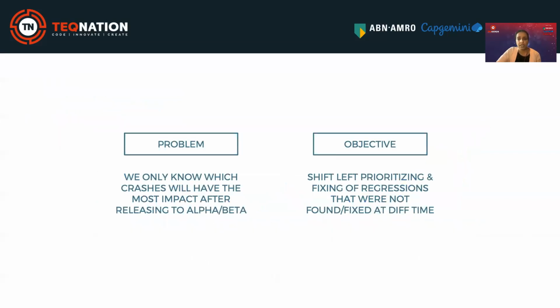So the problem that we have here is that Sapiens can find many crashes, but we only know which of these crashes will have the most impact on real users once we actually release the app to real users and see what happens. But our objective is to protect our users from these impactful crashes by identifying them earlier before we release, and then to prioritize fixing them.